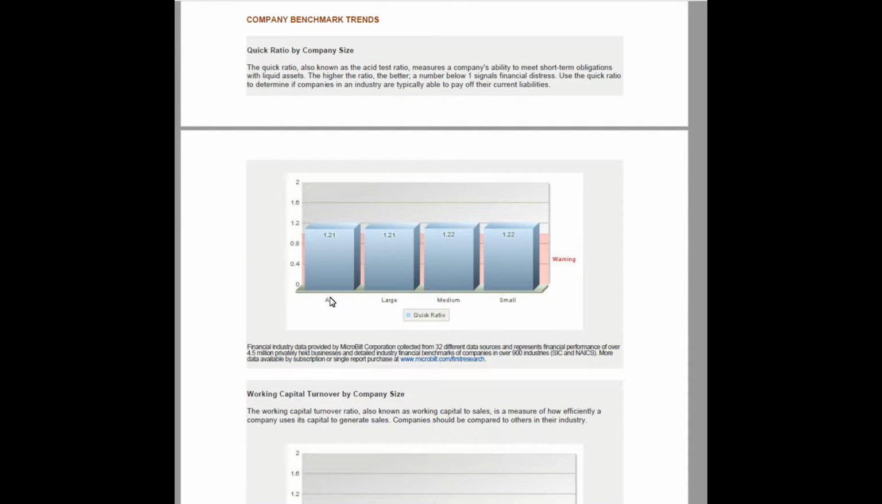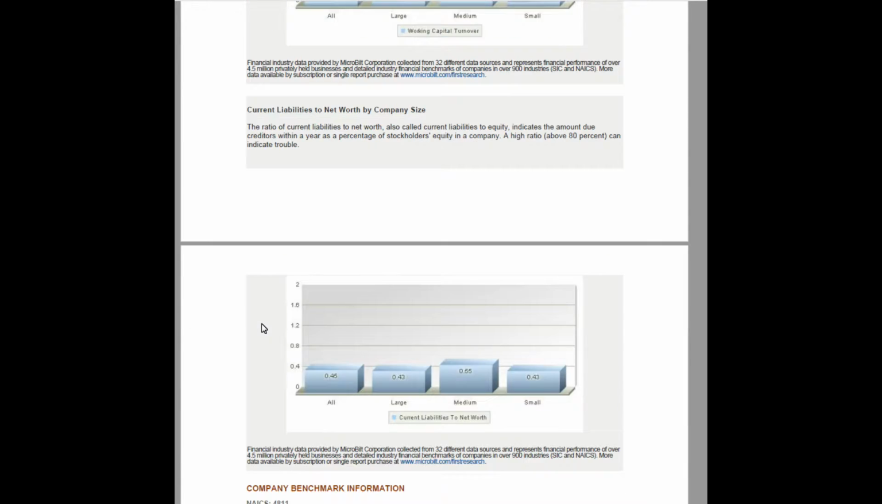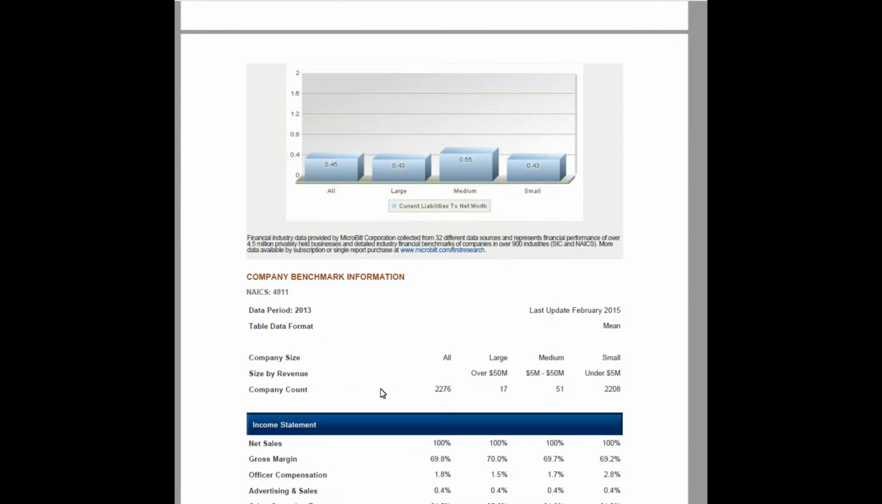And we see down here also we've got all large, medium, and small size companies. So you've got to understand whether your company is small, medium, or large in your industry. And you have to do a little digging to find out how your particular company is categorized in your industry in terms of size. But you'll see here there's not a lot of difference between small, medium, large. Sometimes there's quite a bit of difference depending upon the industry. Working capital turnover is not a ratio we use a lot. Current liabilities and net worth is not one we use a lot, but again, it might give you some ideas in terms of your particular company and their particular financial strength.